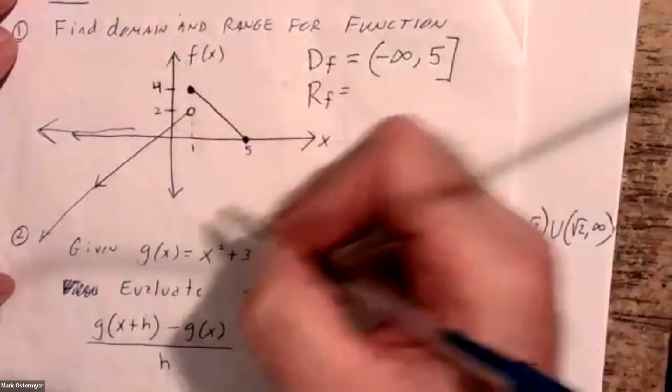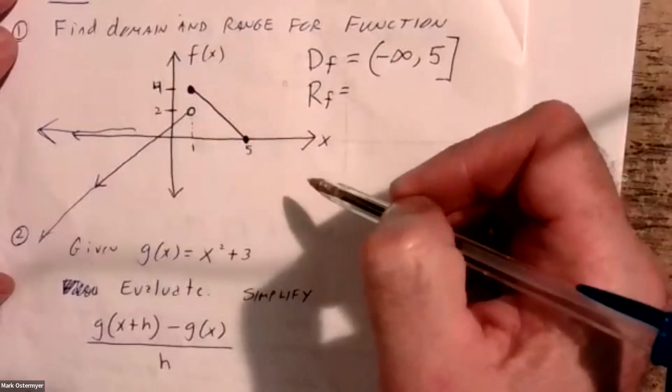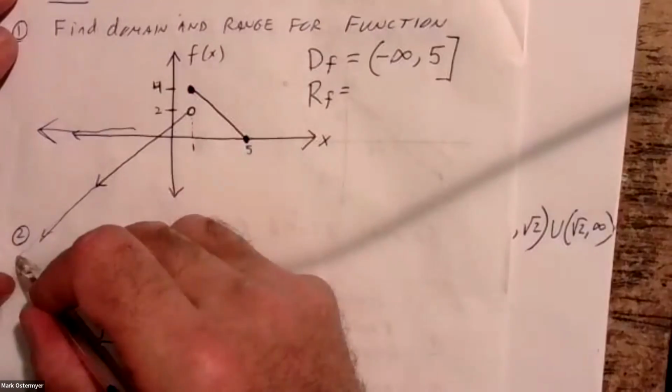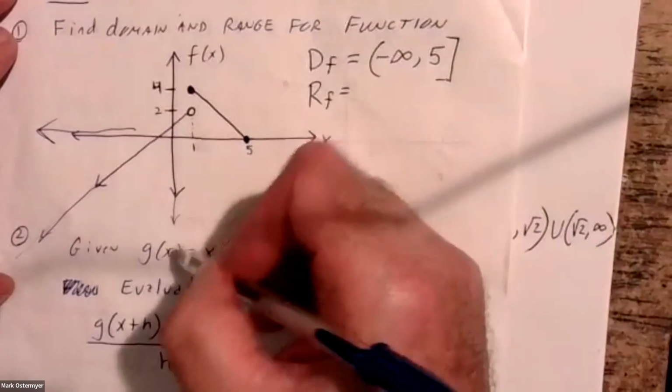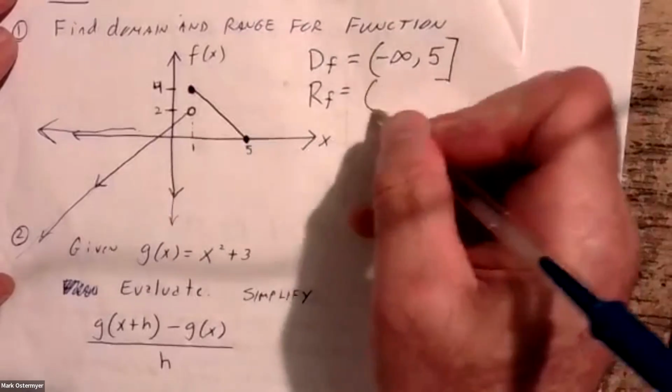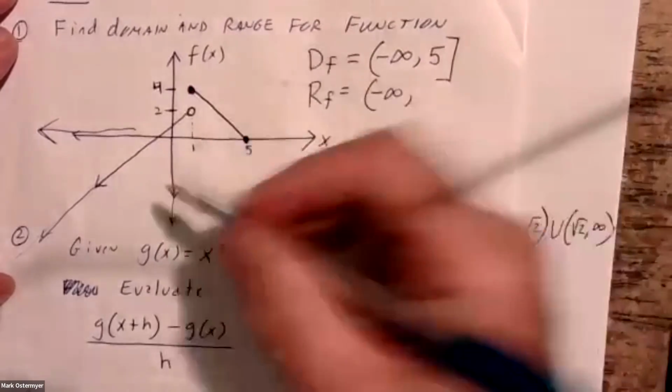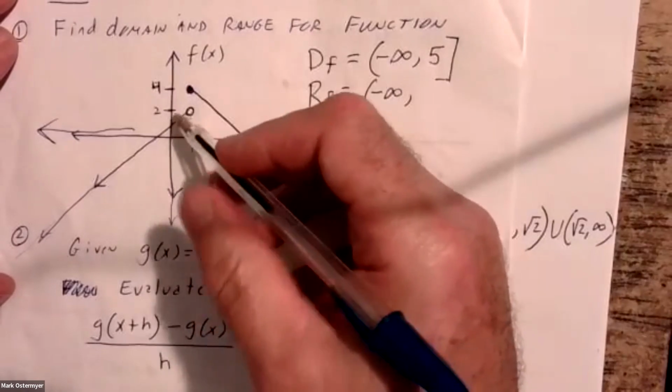The range is the set of all y coordinates of all points that are on the graph. And since this graph goes down forever, the smallest y coordinate found in the range would be negative infinity. Negative infinity is not a number, but the range goes from negative infinity up to 2.